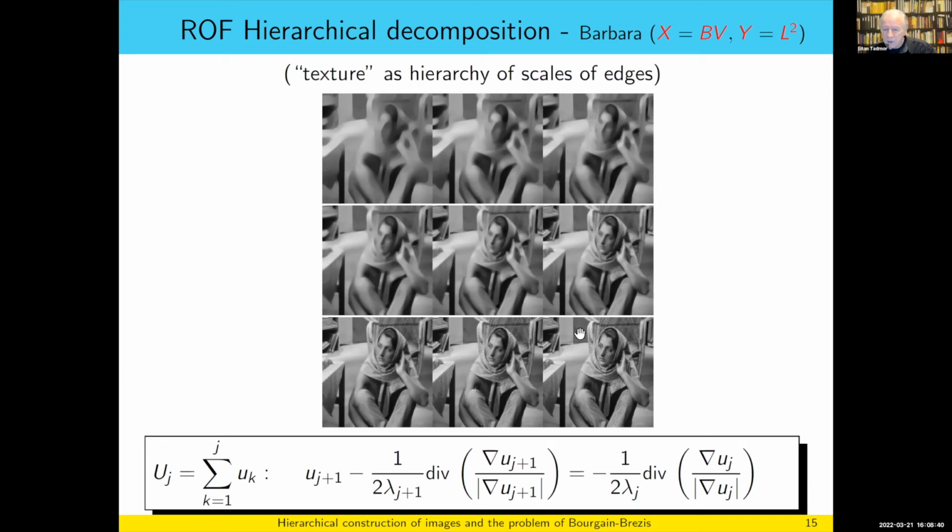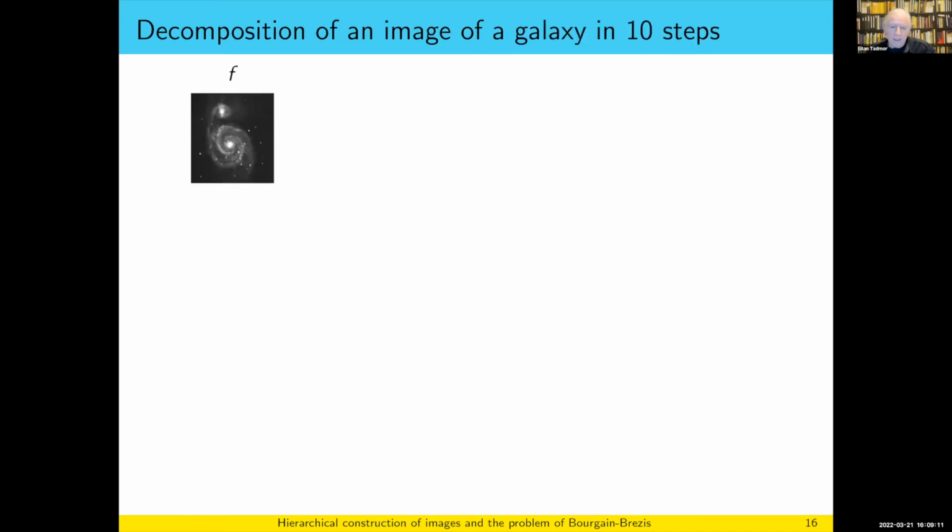And the only thing that we do here, we start with this image, F, that you see here, and we iterate this Euler-Lagrange equation. The important thing here is that now we know that this image is, in some sense, a direct sum of different scales, precise scales, and the scales are quantified to be, in this case, the order of 2 to the minus j. So we decompose here. Of course, I show you here the partial sum, but we decompose the image into separate slices. Okay. Here's another example for decomposition of an image of a galaxy in 10 steps.